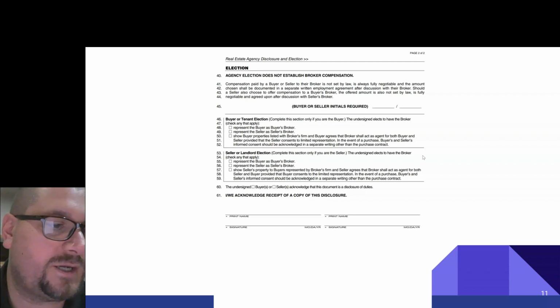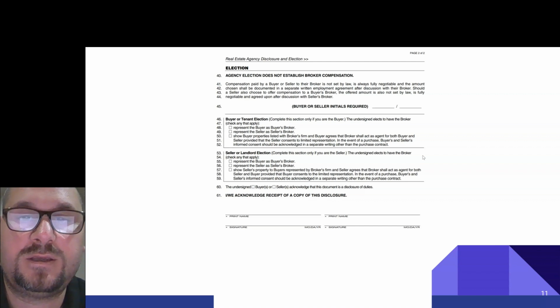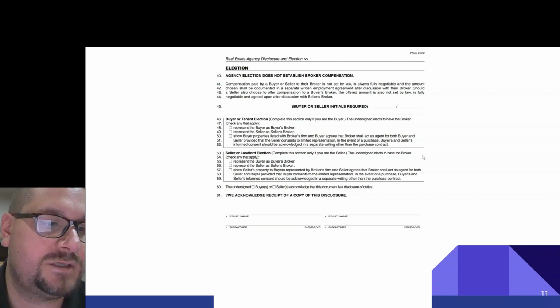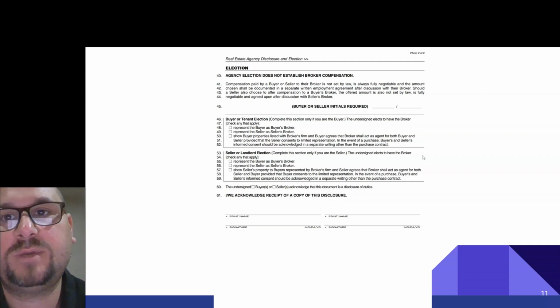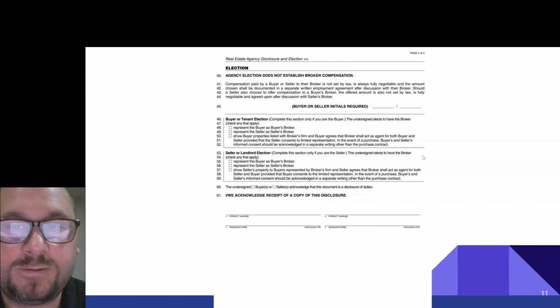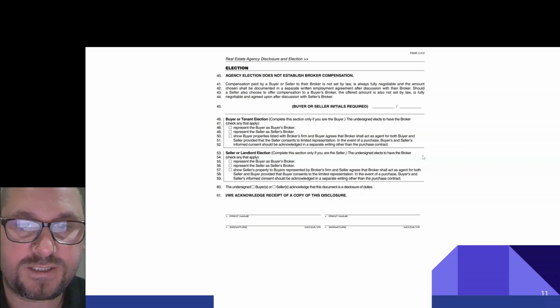So if you're working with the buyer, have them check that box. With the seller, have them check that box. And then you'll pretty much have those boxes checked in the MLS in transaction desk when you send it out, email it to your clients. And then you print the name and sign there.